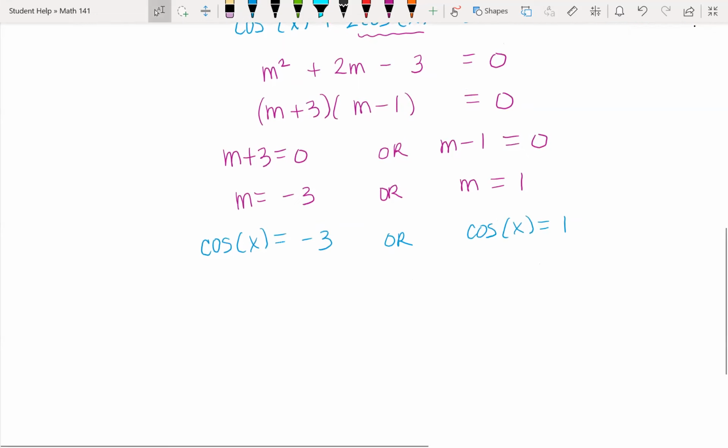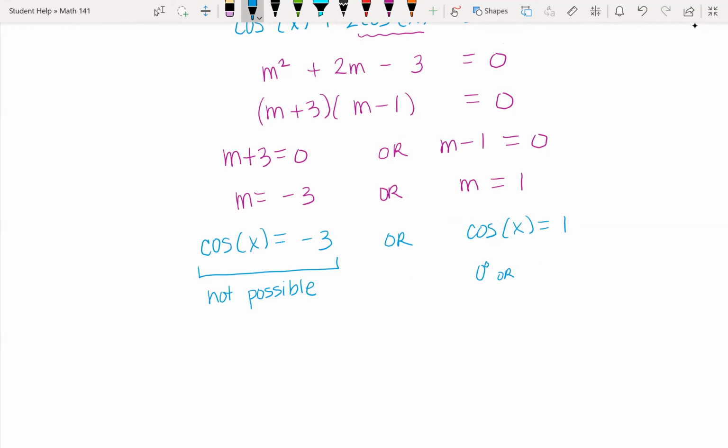Well, for this first example, this right here is not possible, right? We know that cosine has a maximum value of 1 and a minimum value of -1, so we're going to reject this possibility over here. On the other side, cosine is equal to 1 only when we're at 0 degrees or 360 degrees, 0 or 2 pi if we're in radians. This is in degrees. This is in radians.